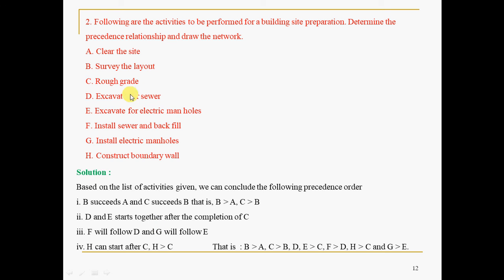Just to use the mathematical symbol, this example has been taken. When you represent like this, sometimes in the problem it will be given like this also. To make it clear, I have taken this in advance: B is greater than C means B is the predecessor, C is the successor. D comma E are the predecessor activities. Only after completion of D comma E, C should happen. So this is the logical relationship.